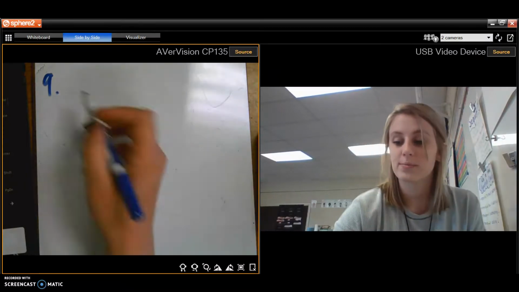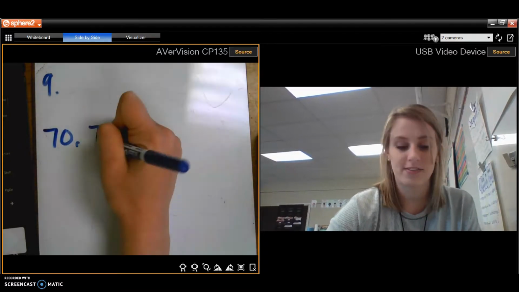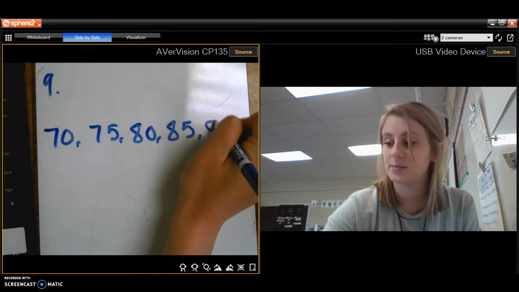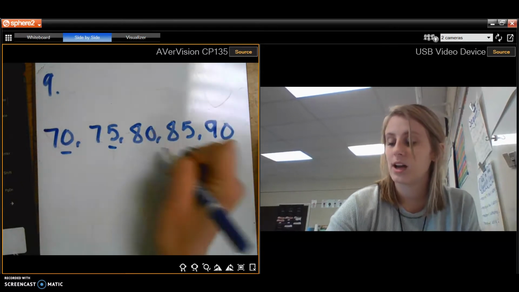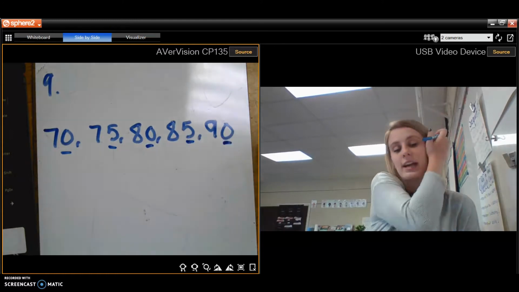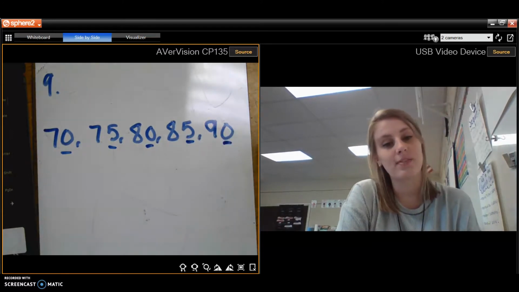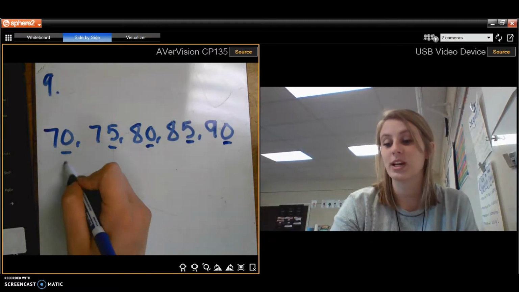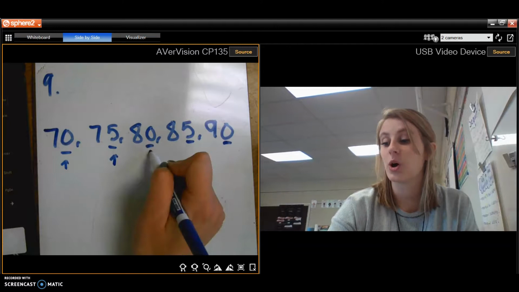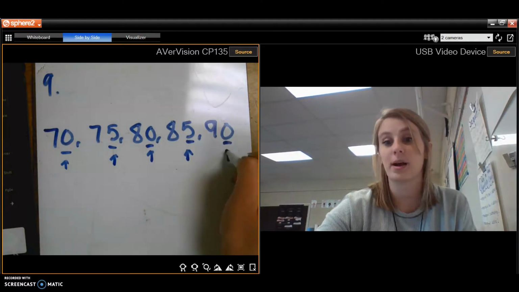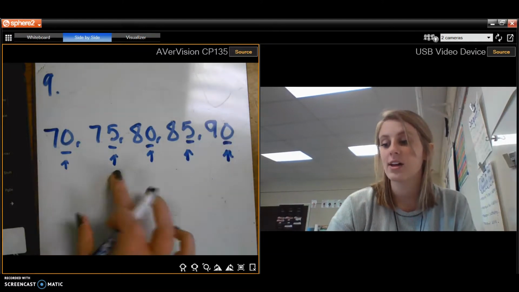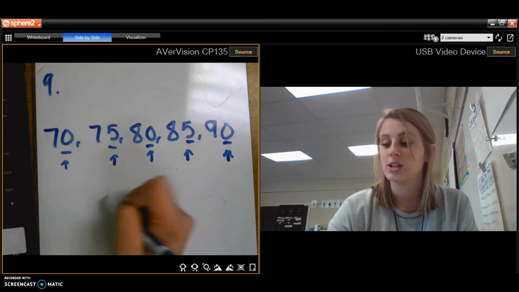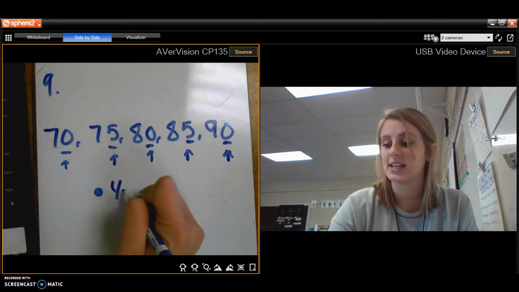Our next one is 70, 75, 80, 85, 90. So I'm going to underline my ones place, give you a second. Are we skip counting by 5s? Yes, we are, because if we look at our ones place, it shows our pattern for counting by 5s, which is 0, 5, 0, 5, 0. And it would go on just like that too. So you are going to fill in the bubble that says yes.